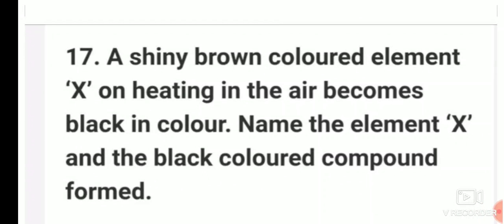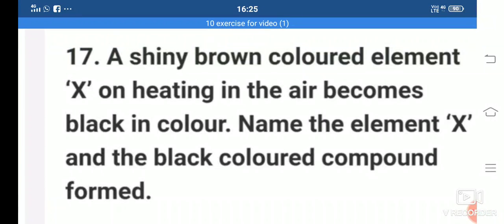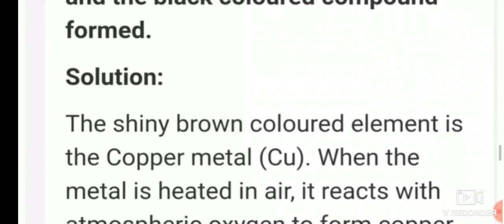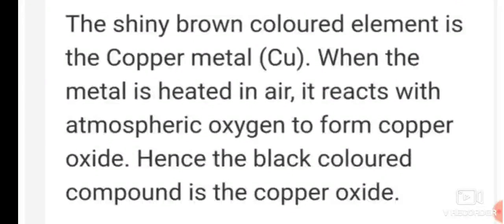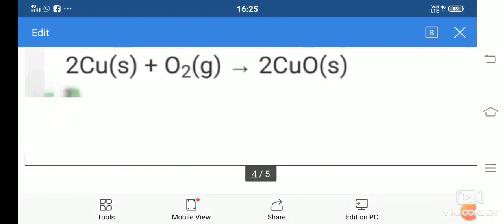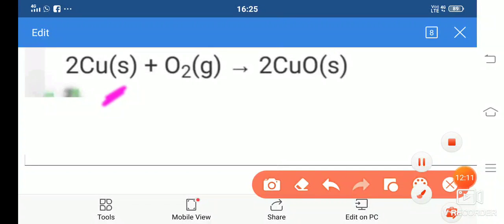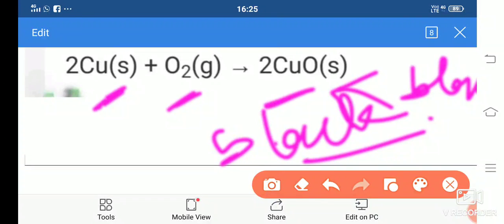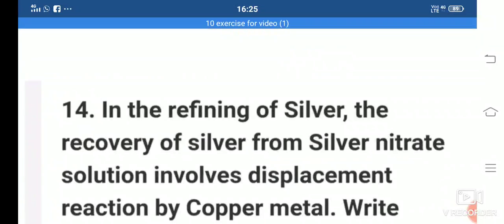One question we have not covered. A shiny brown colored element on heating in the air becomes black in color. Name the element X. See, shiny brown color, which is the metal? The metal name is copper, right? When heated in air, that means it reacts with oxygen, right? Copper heated in air gives copper oxide, which is black in color. What is happening? It is oxidation of copper. Clear, students? Now, the last question.